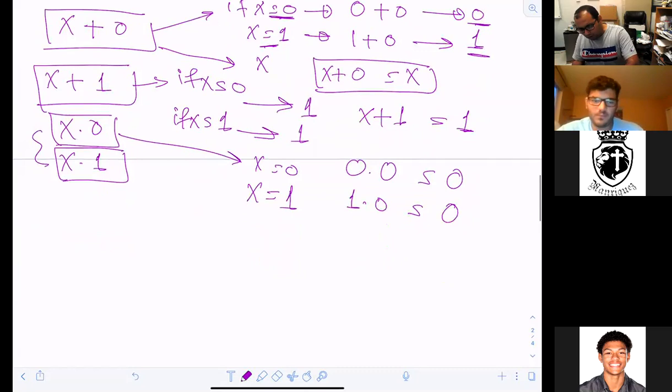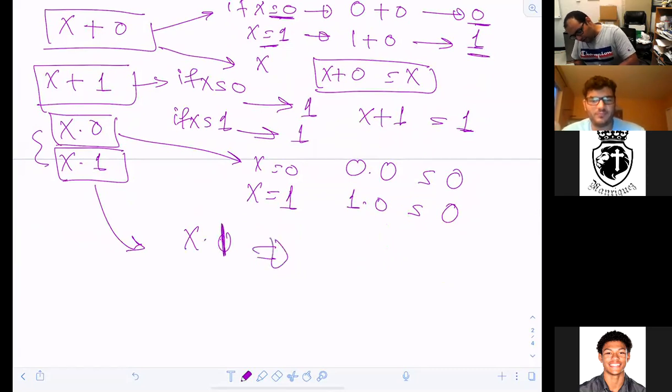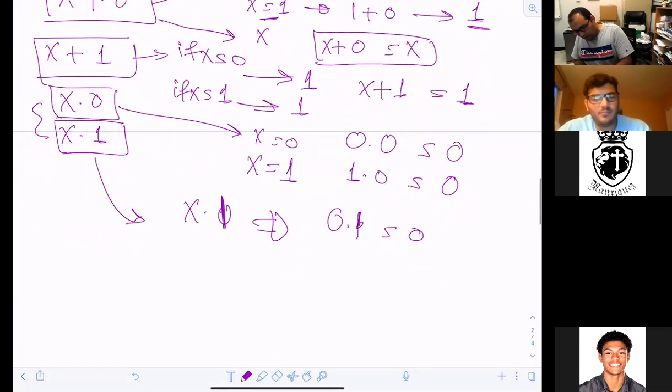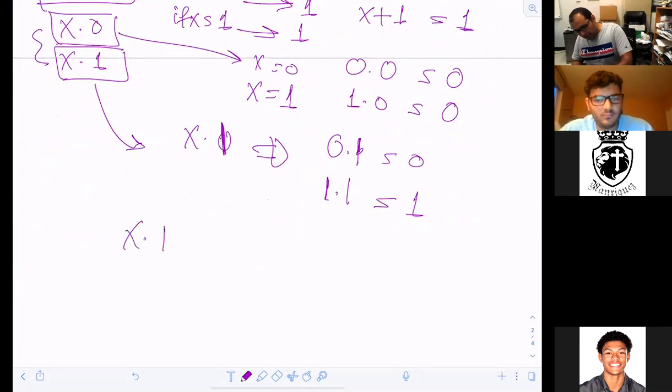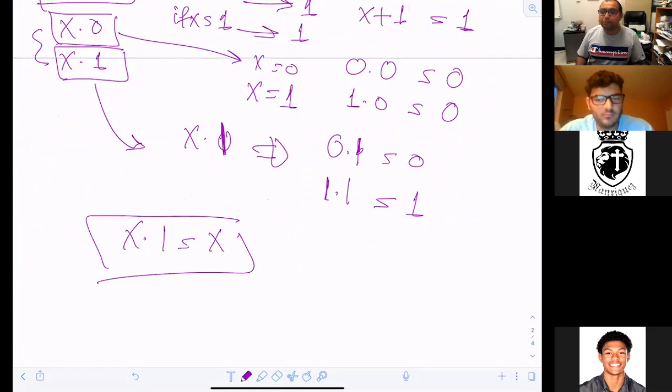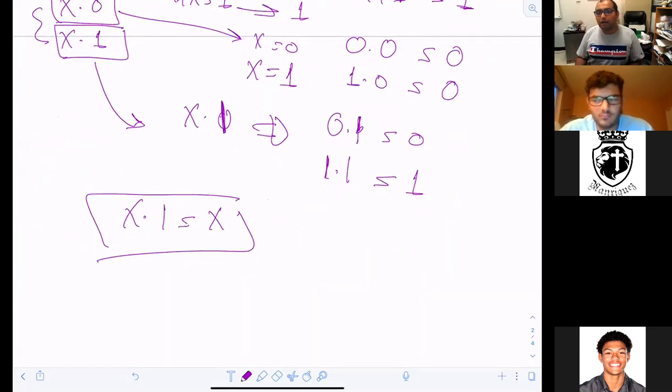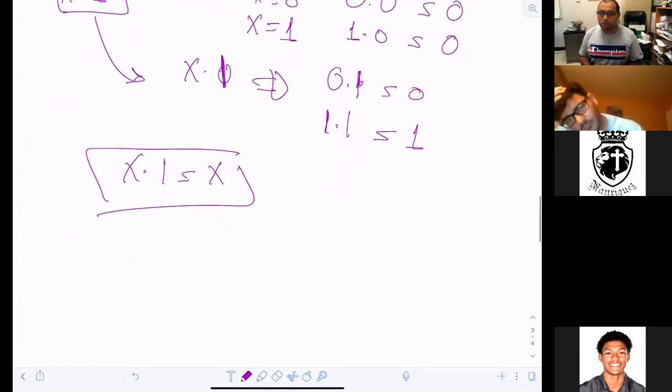Okay, now the same thing for x with 1. If you have x AND 1, if x is equal to 0, it's 0 AND 1, and the output will be 0. If x is equal to 1, 1 AND 1, the output will be 1. So you can write x ANDed with 1 is equal to x. Those are very important facts from Boolean algebra.